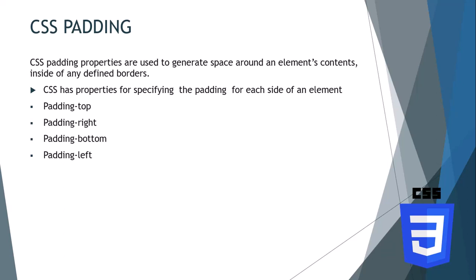The CSS padding properties define the white space between the element content and the element border. Now we have the individual sides of CSS padding, which are the padding top, the padding right, the padding bottom, and the padding left.